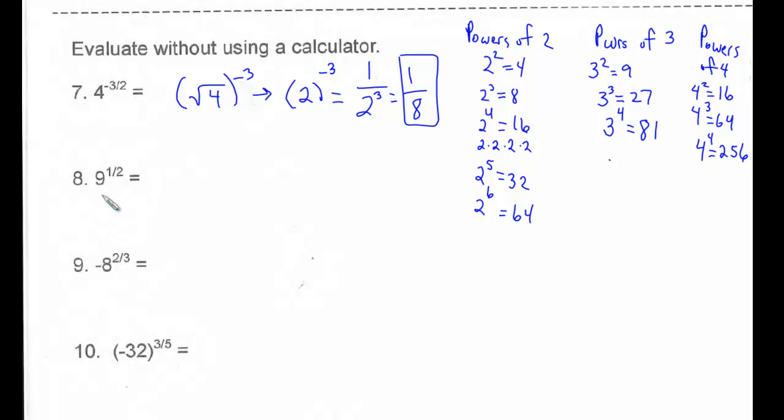On number 8, we have 9 to the 1/2 power. But this is the same thing as saying the square root of 9. And the square root of 9 is 3. So notice what I'm doing is I'm rewriting it into something that I know so that I can finish solving.